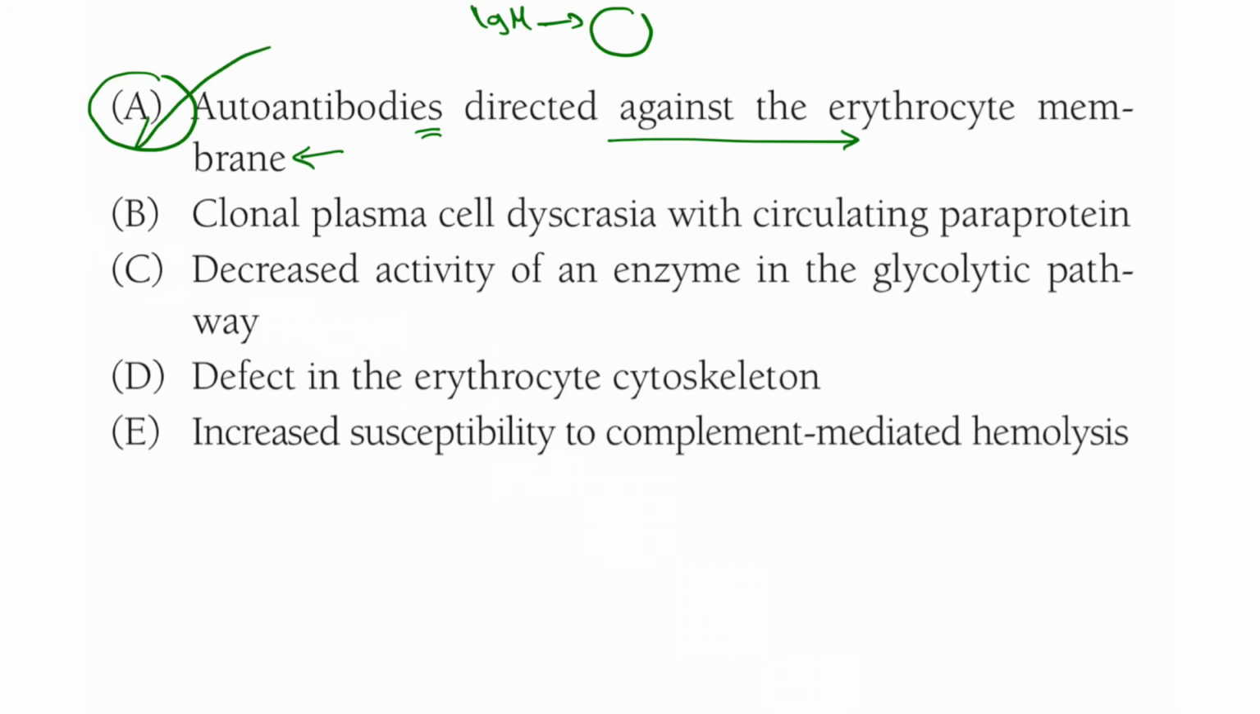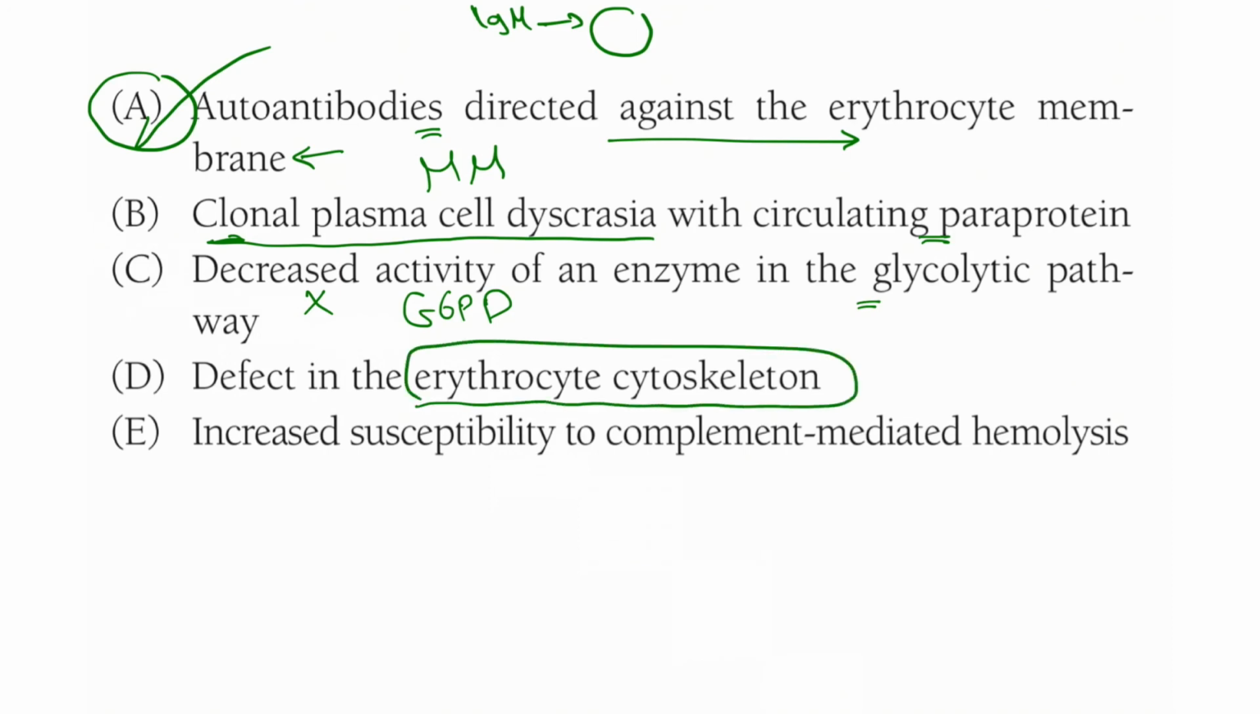Let us see what the other options say. Clonal plasma cell dyscrasia with circulating paraproteins applies to multiple myeloma, meaning the pathogenesis of multiple myeloma. Decreased activity of an enzyme in the glycolytic pathway is wrong, since G6PD deficiency involves decreased activity of an enzyme in the glycolytic pathway. Defect in the erythrocyte cytoskeleton is also wrong, because a defect in the erythrocyte cytoskeleton results in hereditary spherocytosis. Increased susceptibility to complement-mediated hemolysis is also wrong, because this occurs in paroxysmal nocturnal hemoglobinuria.